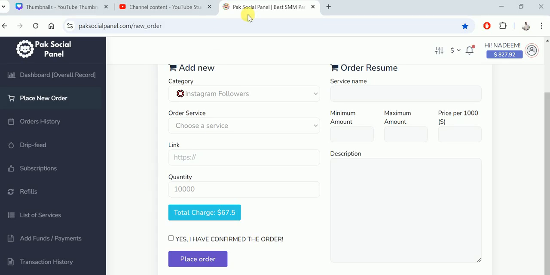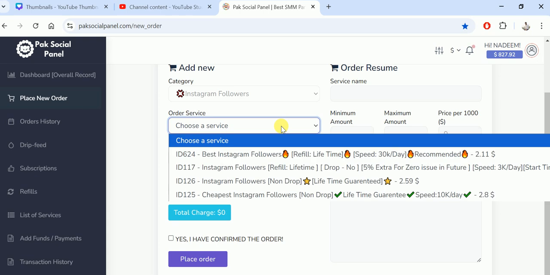And now I am going to discuss Instagram, the different services that you can get and resell. The highest-selling service on this platform is Instagram followers, because a huge number of people are buying Instagram services. You will come here, category Instagram followers. What type of services of Instagram followers?